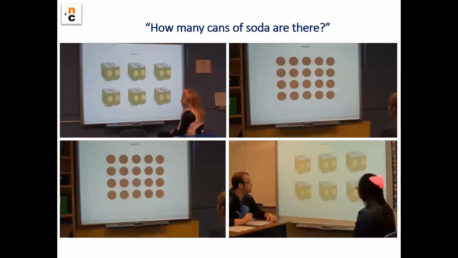So now what we're going to do is watch 6 students. 4 students are going to solve a multiplication problem and 2 students are going to solve a division problem. And as you're watching these next 2 slides, think about, as their teacher, what you would do specifically to help each one of these students.